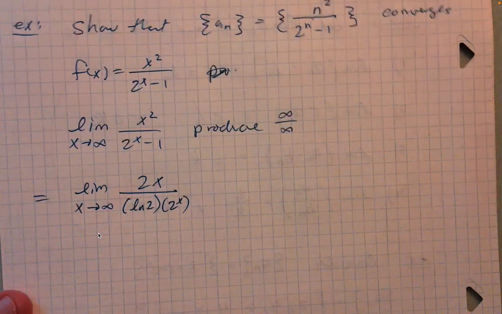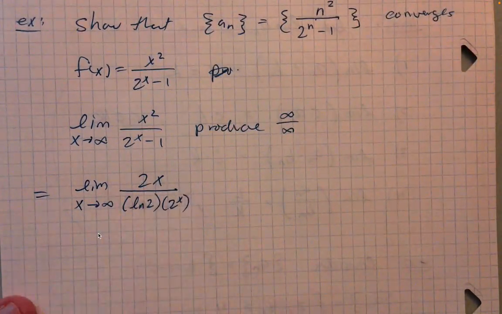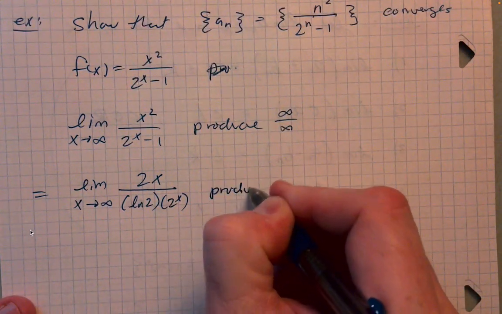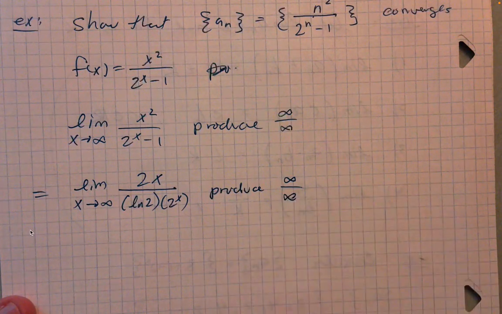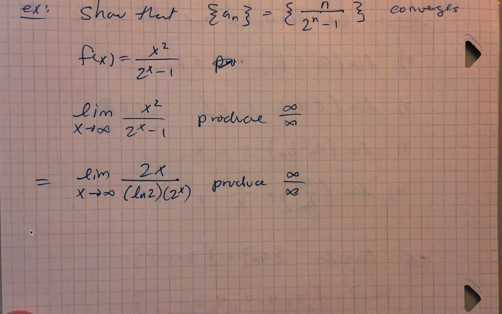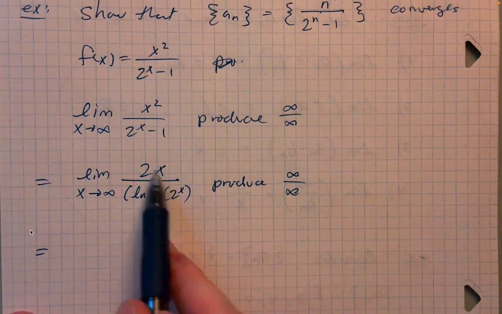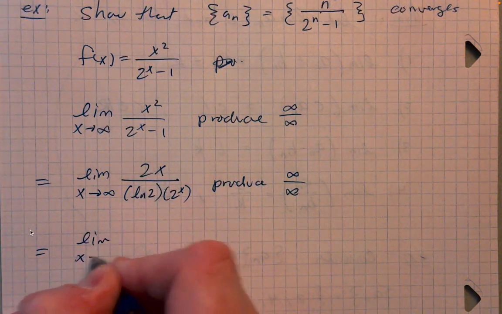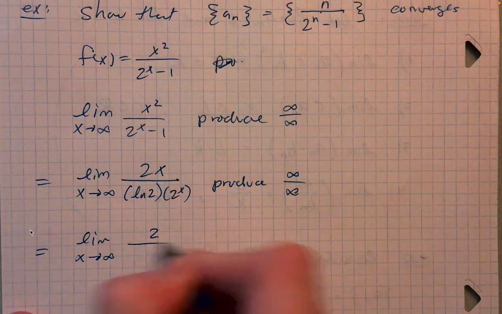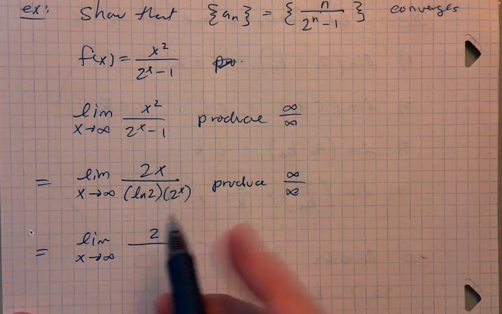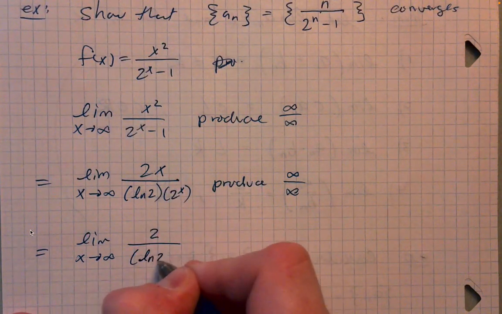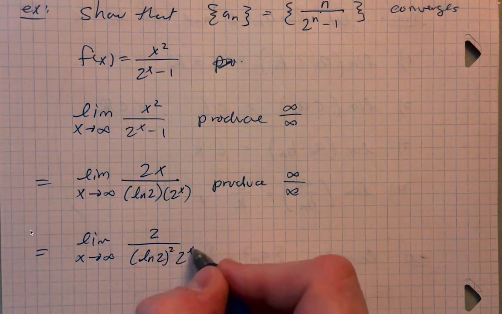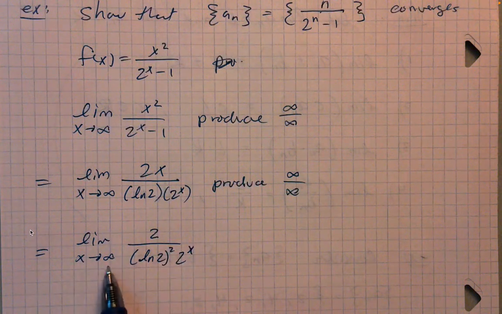Okay, now what happens here? Well, here again we have infinity over infinity, indeterminate form, right? Okay, so let's differentiate one more time, because then the numerator will just be a 2. So the limit as x approaches infinity of 2 over, now what happens here? This is the natural log of 2 again, so we'll just say squared times 2 to the x power. Now what is this limit?